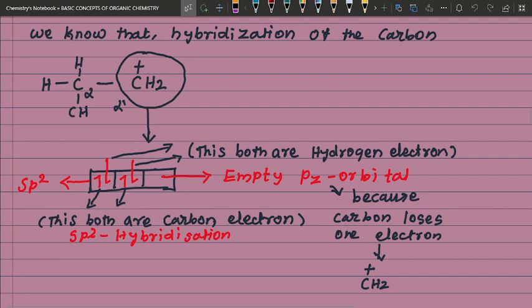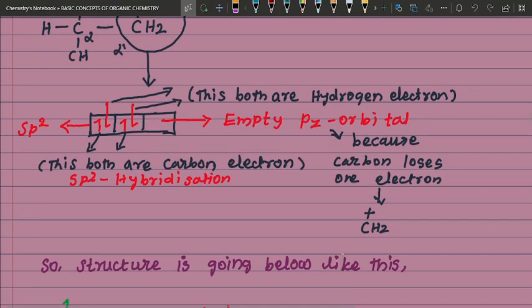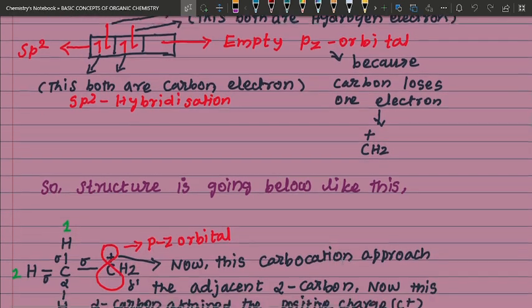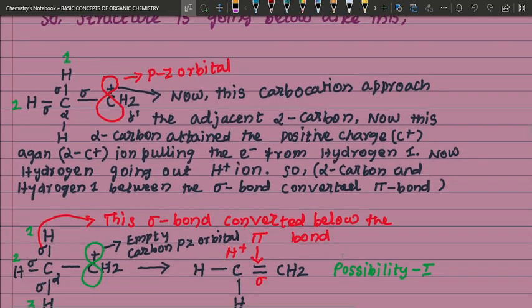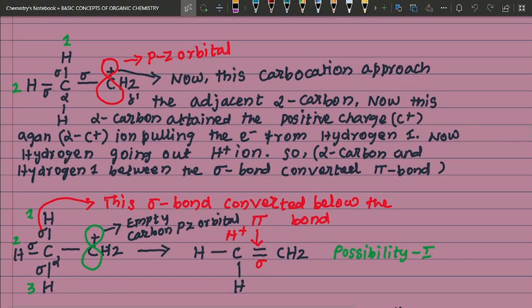See here, this is the pz orbital because carbon loses one electron. This orbital is empty because carbon loses one electron. That is the carbocation. Please keep it in mind. So the structure goes below like this. See here, this is the carbon pz orbital or empty orbital because this carbon loses its one electron. See here, all are sigma bonds.